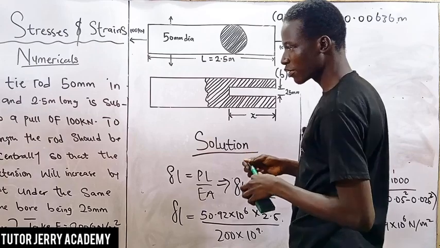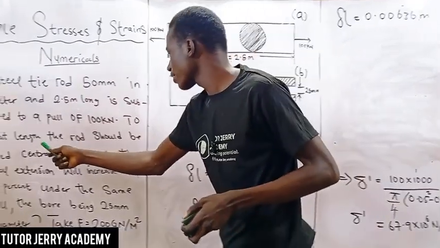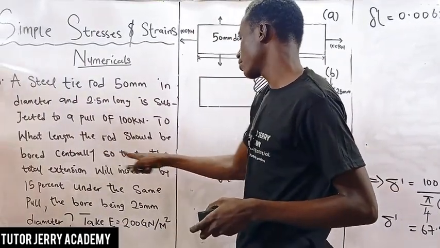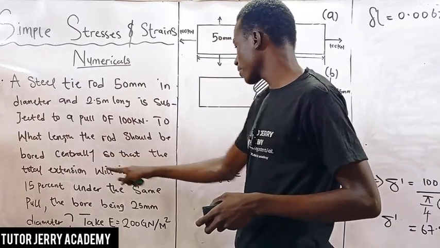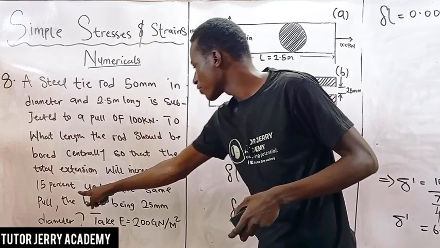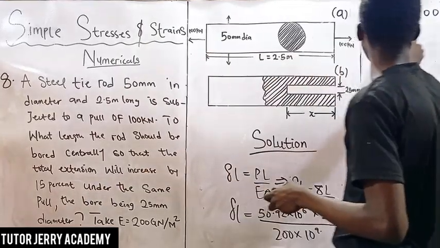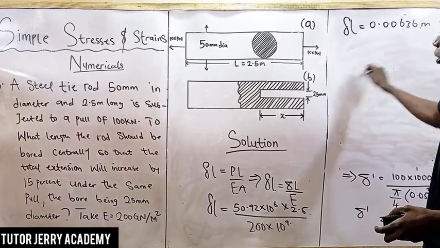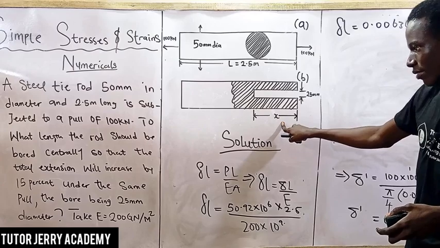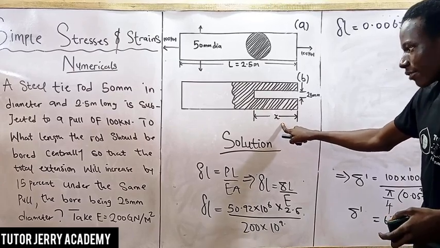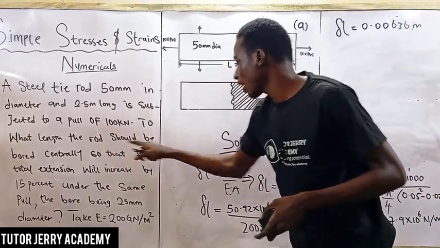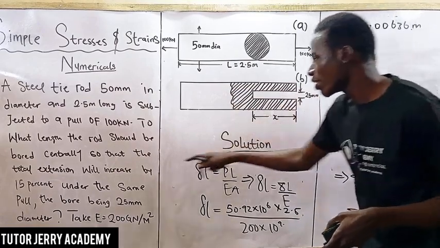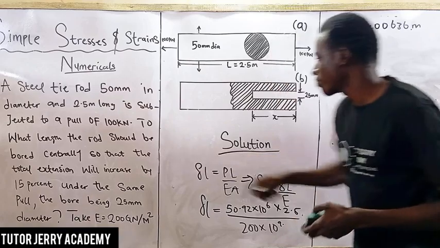Now come back to this question. We were told to find the length the rod should be bored centrally so that the total extension will increase by 15%. Now this is the total extension of this tie rod. We were told to find the length so that this rod will be bored so that the total extension will increase by 15%.